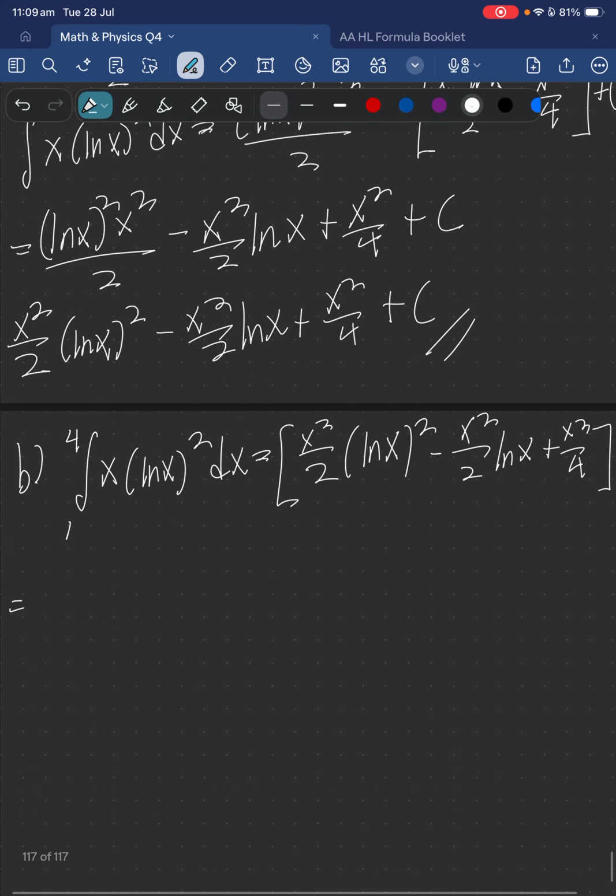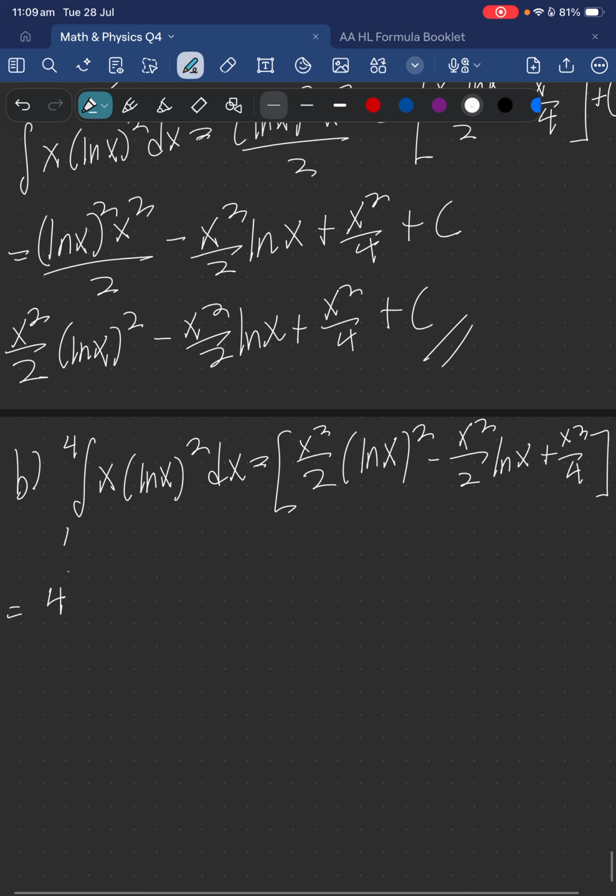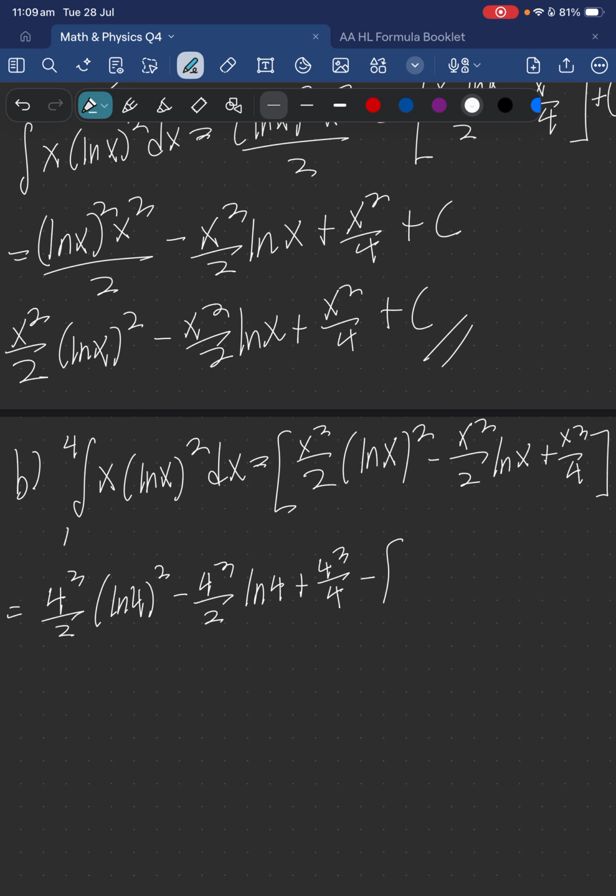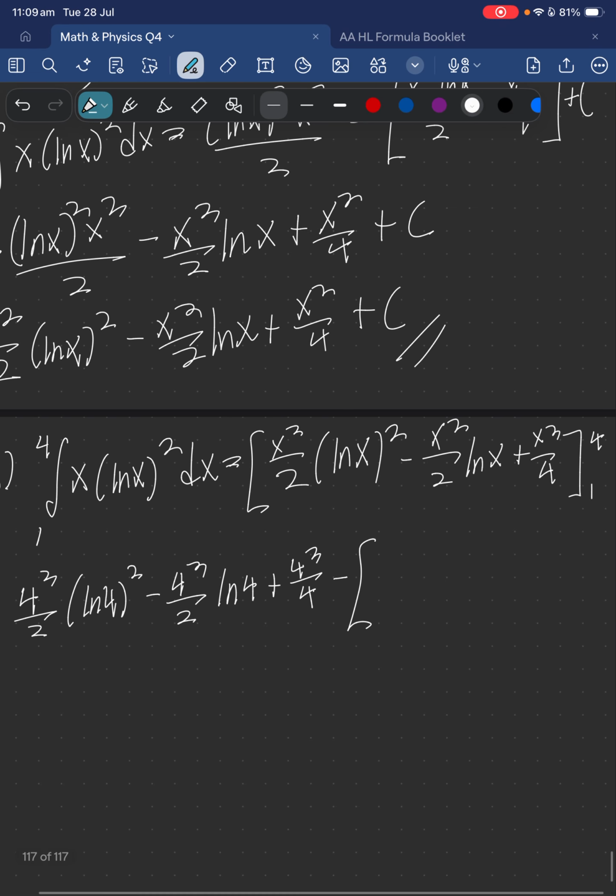So this would be equal to 4 squared over 2 times the natural log of 4 squared minus 4 squared over 2 times the natural log of 4 plus 4 squared divided by 4, minus 1 squared. Okay, the 1 squared is 1, so 1 over 2 multiplied by the natural log of 1 squared minus 1 over 2 natural log of 1 plus 1 over 4.